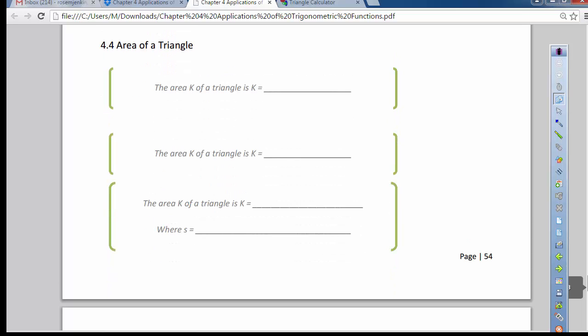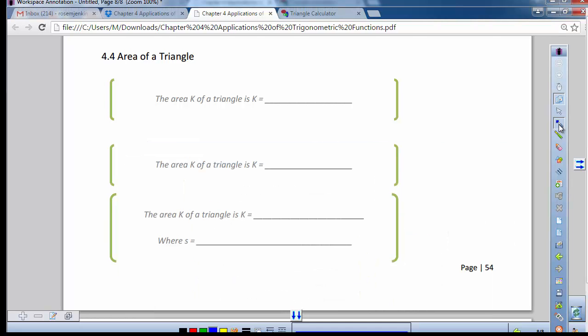Now let's look at some other applications of triangles involving area. Of course, you probably are already familiar with the area formula, A equals 1/2 base times height. But sometimes it's difficult for us to figure out what the base and height are, especially if they're not equal to the length of one of the sides.